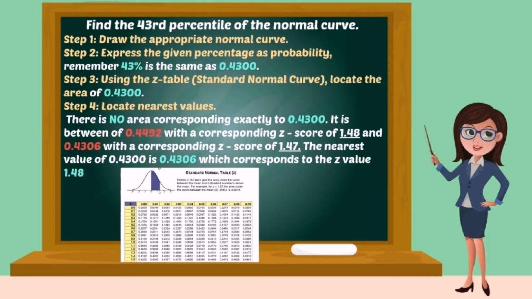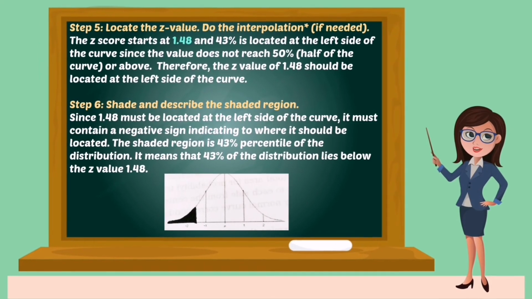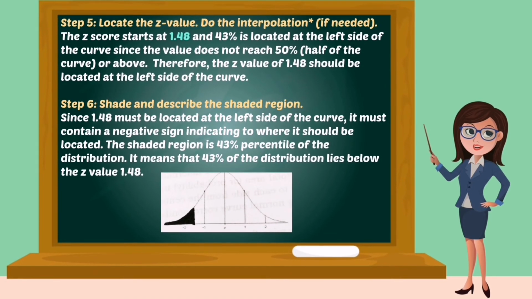So since there is no area corresponding exactly to 0.4300, instead locate the nearest z-values, and it is between 0.4292 with the corresponding z-score of 1.48 and 0.4306 with the corresponding z-score of 1.47. The nearest value of 0.43 hundredths is 0.4306, which is corresponding to the z-score of 1.48.